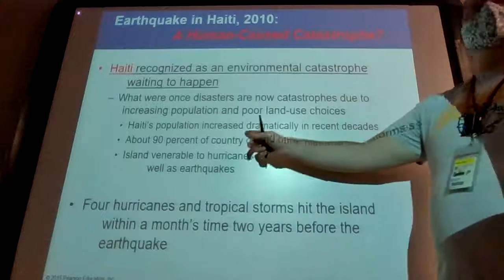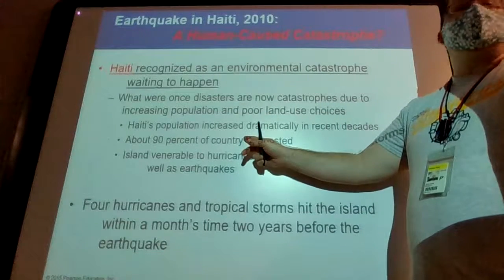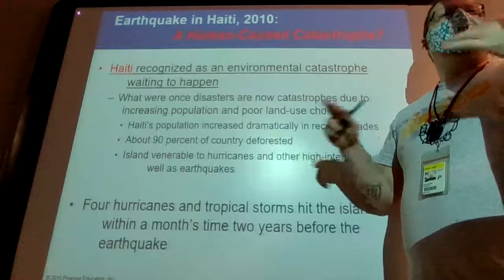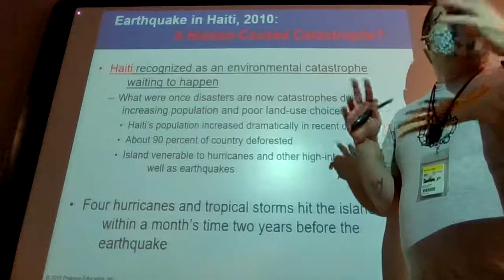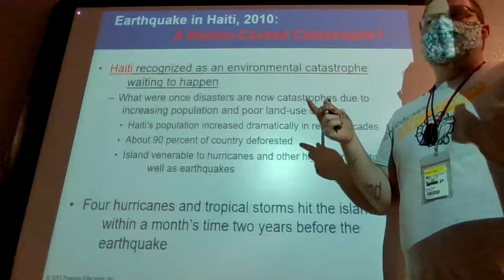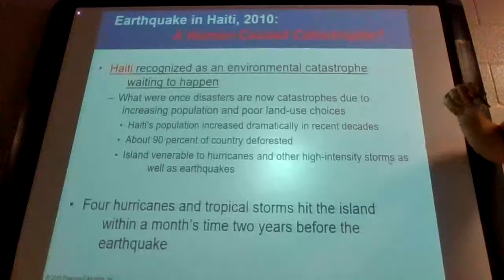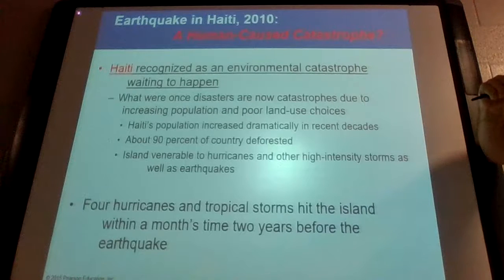The cities were overcrowded because of their population increase, because of the deforestation. Their foundations on a lot of their towns and hillsides were not stable. And so the earthquake caused a lot of mudslides. It caused a lot of buildings to be knocked down. And their building codes weren't necessarily up to par.